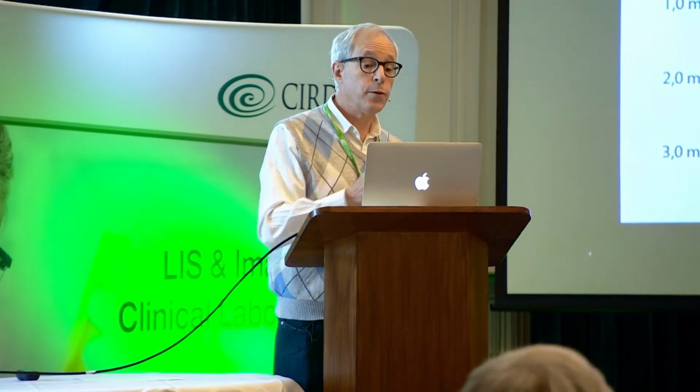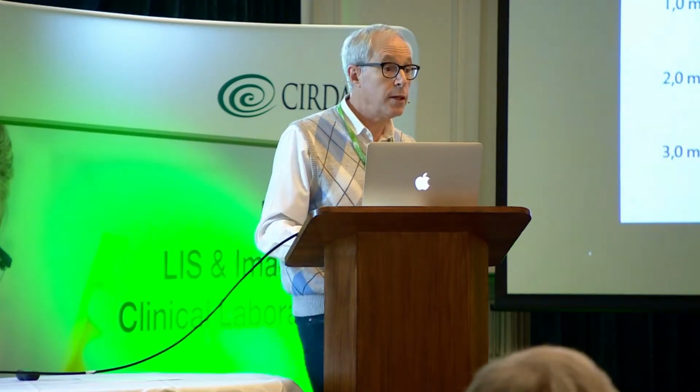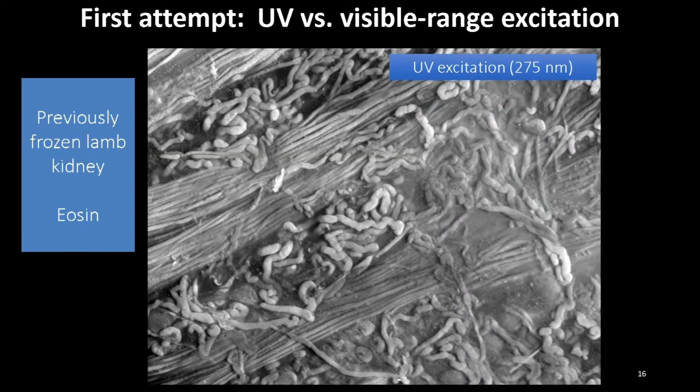So you have to go even further down, and we ended up at 275 or 280, and I'll just show you the impact of moving there. So this is a slide. This is the wrong way of doing it. This is exciting a piece of kidney in blue light, 405 nanometers, and you can see sort of structures, but they're vague. And then if we just switch from 405 to 275, that's what we see. So much sharper, and that is the same field of view. So that's the depth thing.